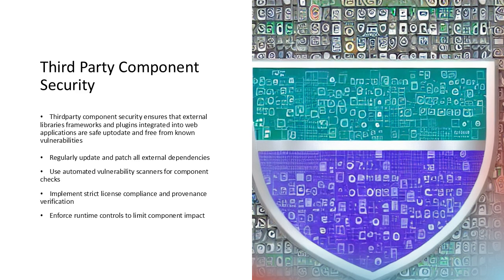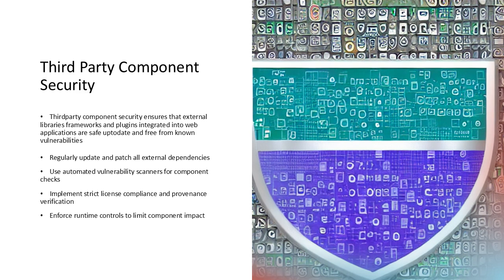Third-party component security. Third-party component security ensures that external libraries, frameworks, and plugins integrated into web applications are safe, up-to-date, and free from known vulnerabilities. Regularly update and patch all external dependencies. Use automated vulnerability scanners for component checks. Implement strict license compliance and provenance verification. Enforce runtime controls to limit component impact.